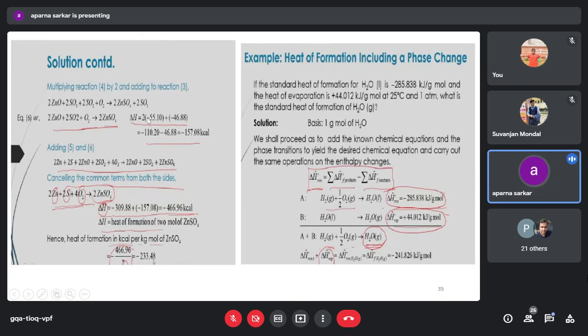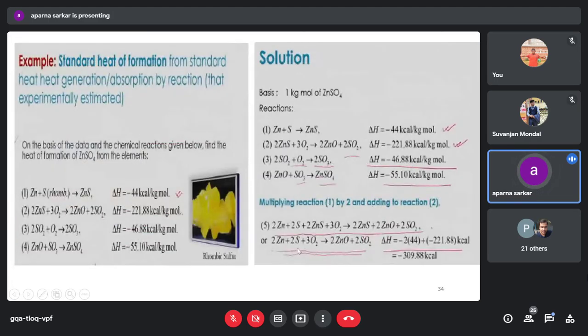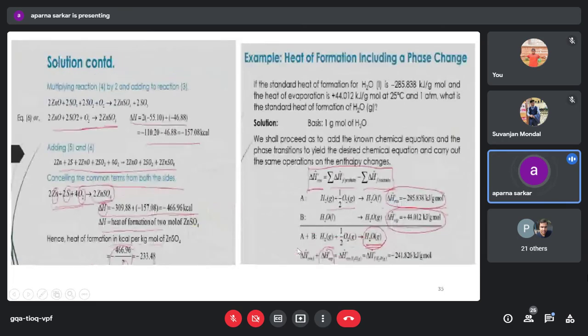Now in the same way we get this del H. Then we have new equations, this one and this one. From these you have to again calculate, adding equations 5 and 6 and finally cancelling the common terms. The ZnO term will be cancelled, the SO2 term will be cancelled, and you have Zn, S, then oxygen, and on the right side you have ZnSO4. So for ZnSO4 you can calculate the del H value. This way you can calculate the heat of formation.